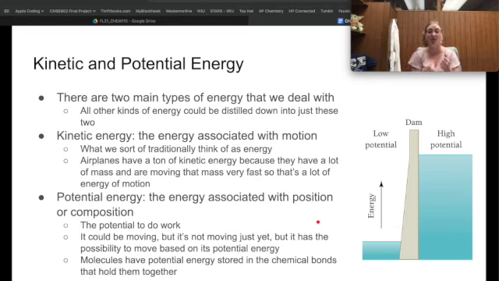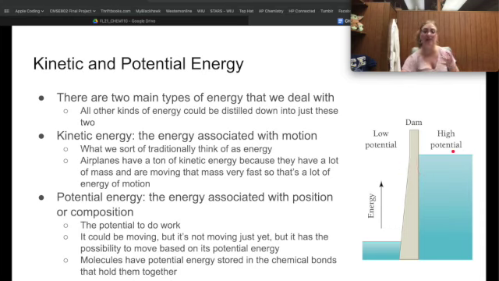However much stored up potential energy something has, that is going to have more potential to have more kinetic energy in the future. So for example, here we have water being held back by a dam in this picture. So what's happening is there's a high potential energy up here.